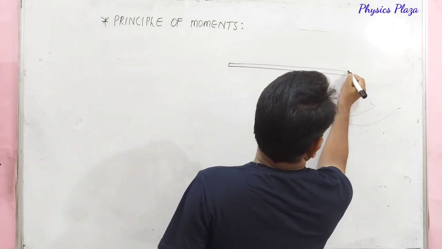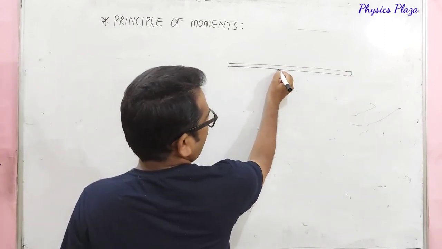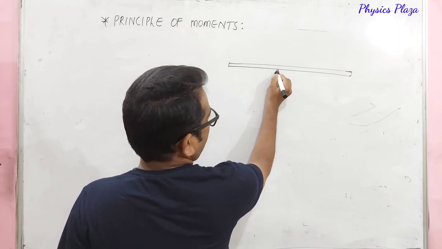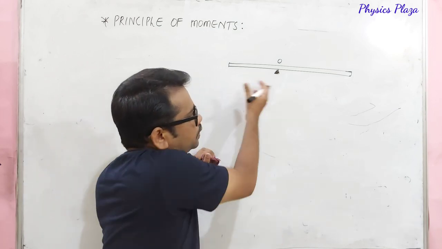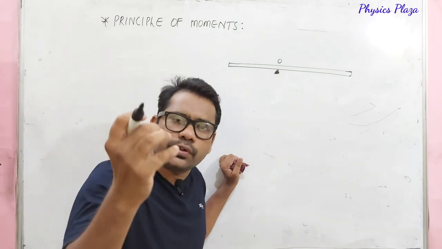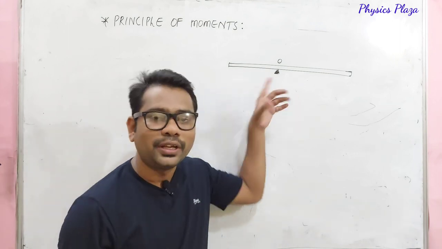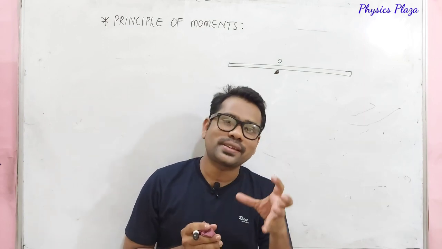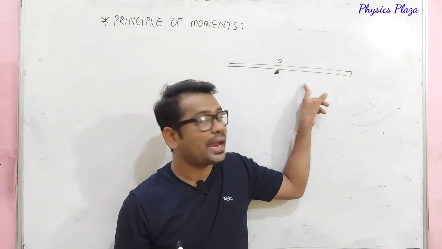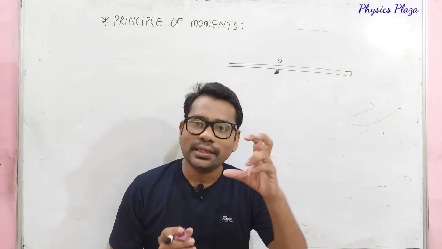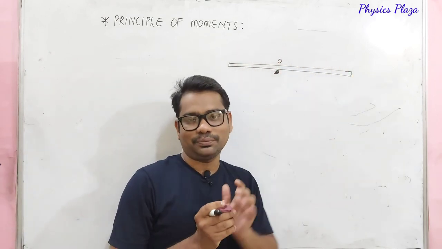Let us take one beam, like an iron beam or wood, whatever it may be, and let us say it is pivoted at this point O. Just think about the situation where several forces are acting on this body which is pivoted at point O. Then what happens? It depends on the magnitude of the forces and on where they are acting, that is, the perpendicular distance. They may tend to rotate in a clockwise direction or in an anti-clockwise direction.